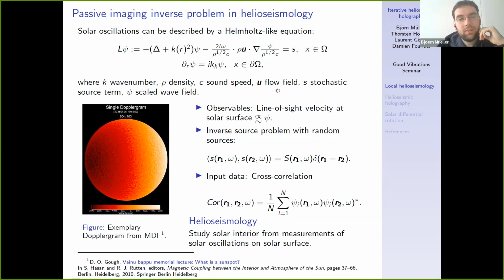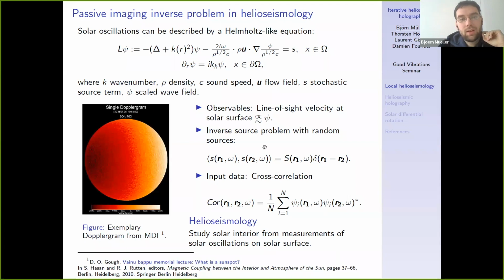So we have some stochastic source term S, and finally we have to set boundary conditions in order to have uniqueness, and we use atmospheric boundary conditions. There are other boundary conditions, but for our purpose this will be enough. Our data are Dopplergrams. Here you can see a Dopplergram with the color scheme from left to right coming from differential rotation. What we basically observe are the line of sight velocities. The line of sight velocities are not exactly the scaled wave field in the equation, but they are in some way proportional, at least for modes which have small enough L. So let's assume that we could directly measure our scaled wave field psi.